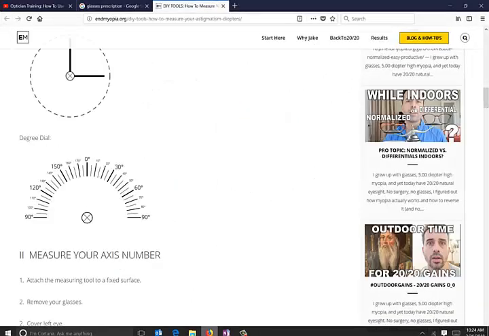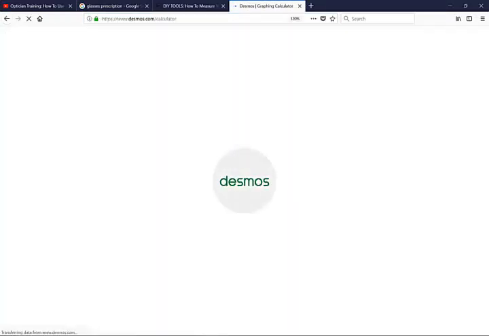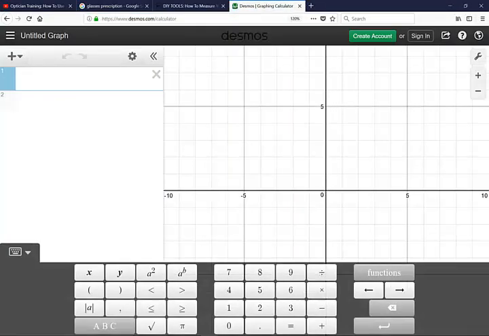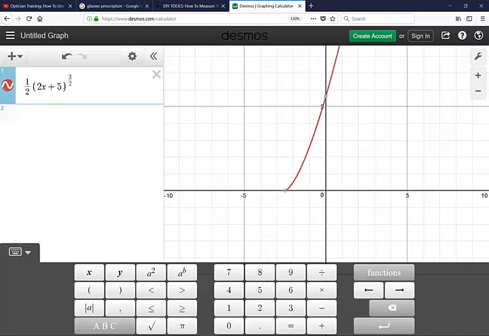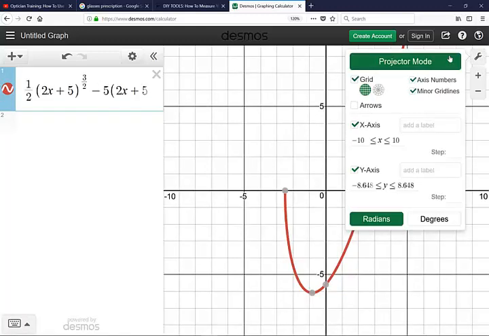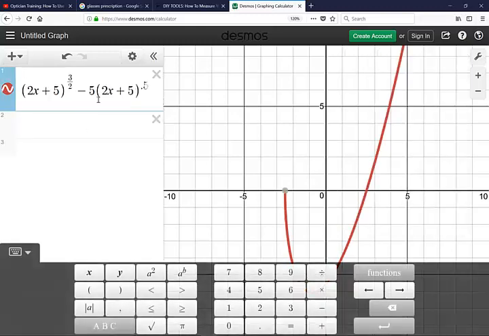Now I'm not going to use Wolfram Alpha. No, lazy butt. No. I'm going to go to Desmos.com, and I'm going to type in my answer. So what was my answer when I took the first derivative? It came out to be 1/2 times (2x plus 5) to the 3/2, and then minus 5 times (2x plus 5) to the 0.5. Is that correct? That's what I said the derivative was. Oh yeah, 5/2. Thank you.